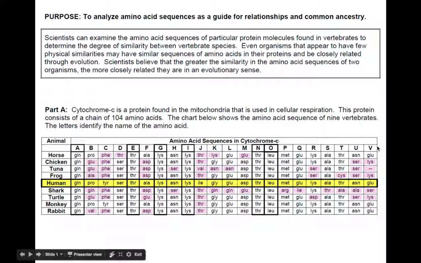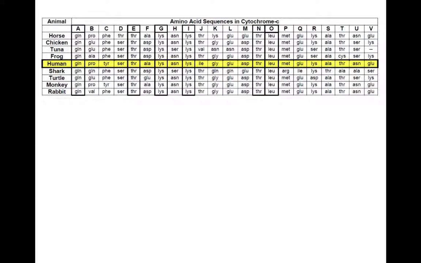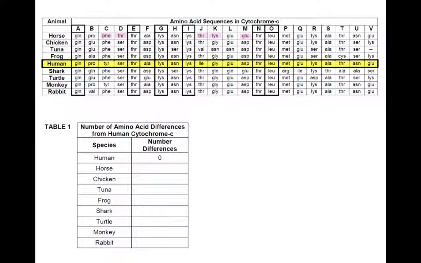So now that we have a clear picture of where all of these differences are, what we're going to do is take each row, or each animal, and compare it directly to the human. So if we look at just the first row, which is the horse, we see that there are 5 differences. And so in table 1, the number of differences between a human and a horse is 5.